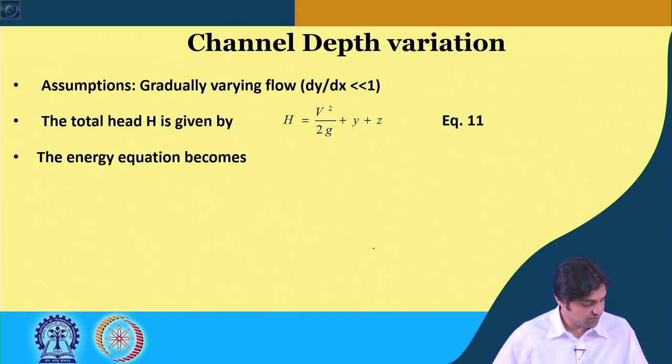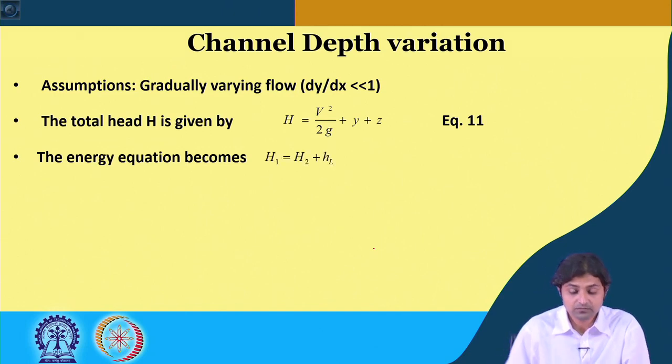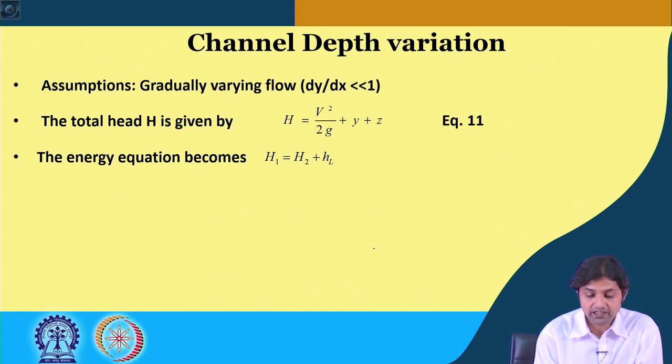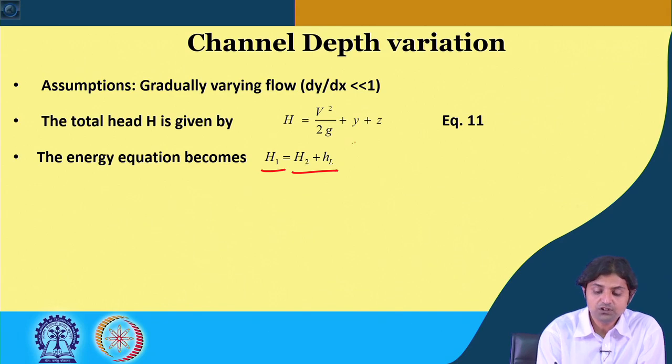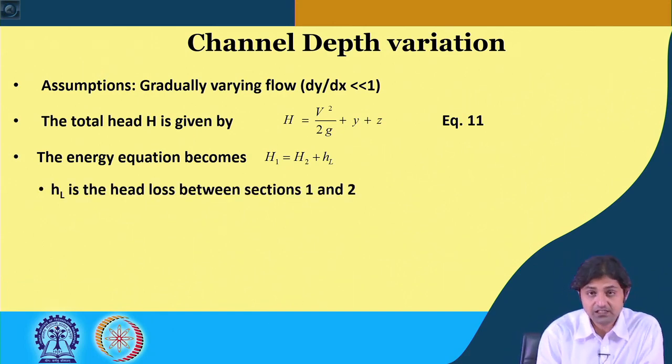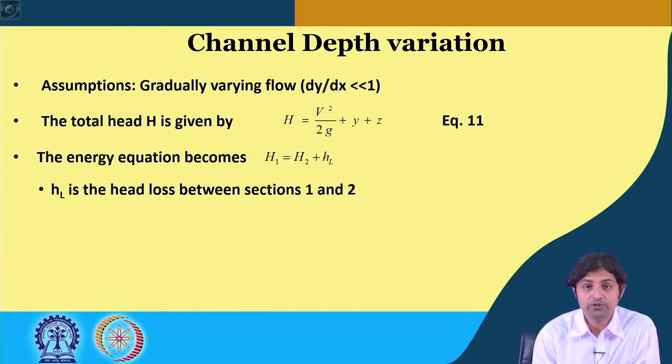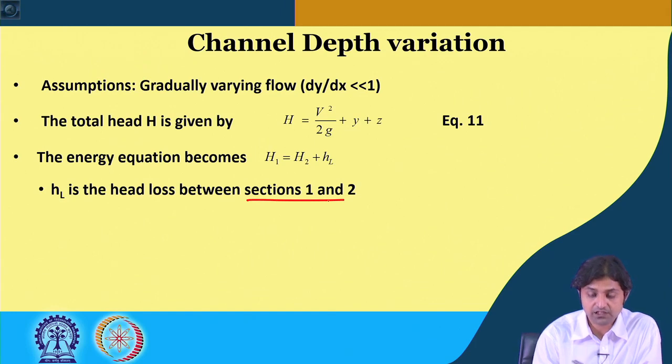Then the energy equation becomes, if we assume the total head h1, because there was no loss, and after going to point 2, this h2 plus hl, where hl is the energy loss or the head loss between section 1 and section 2.